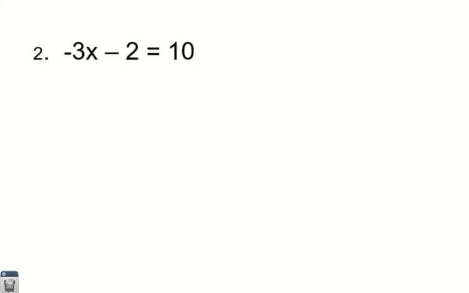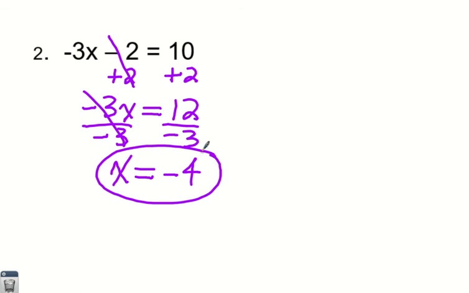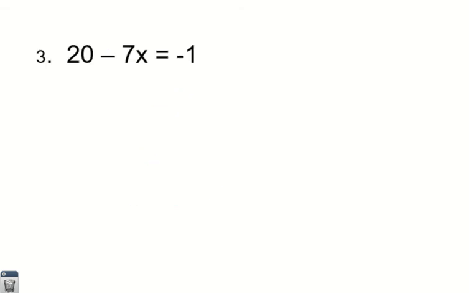It's the number, or numbers, that you could replace the variable with to make the statement actually true. Next, -3 times what, -2, would equal 10. So -3x equals 12. Then we would divide both sides by -3 to get x by itself. And 12 divided by -3 is -4.